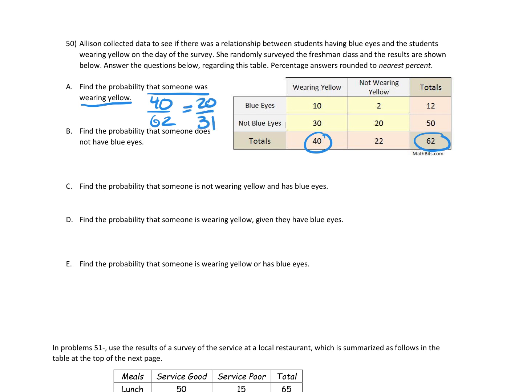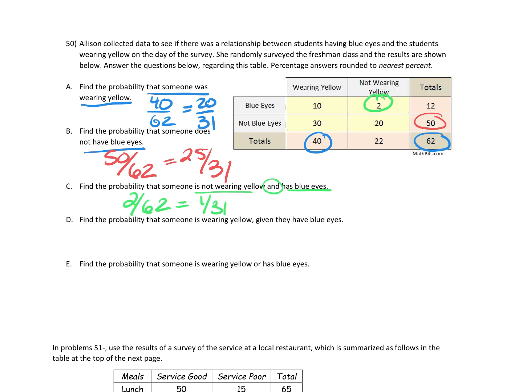Probability that someone does not have blue eyes. So not blue eyes, so 50 out of 62, which is going to reduce to 25 out of 31. Probability that someone is not wearing yellow and has blue eyes. So that's where they overlap. So not wearing yellow and has blue eyes is 2 out of 62. So that reduces to 1 out of 31.